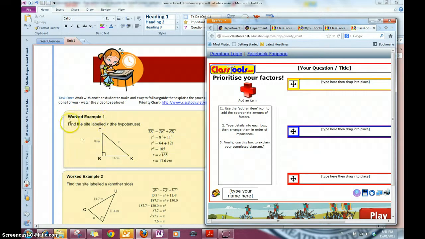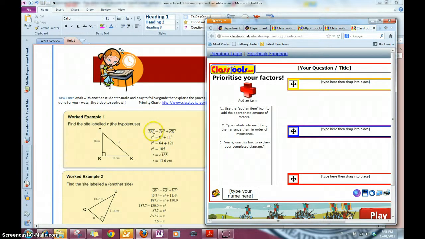Worked example 1 says, find the side labelled R. So we know that R is the hypotenuse because it's the longest side of this right angled triangle. Now, what we're trying to do in this activity is we want to explain what they've done here. They've already worked out the answer, so we already know what the answer is. We just have to figure out whether or not we know how to do that. So let's have a look.